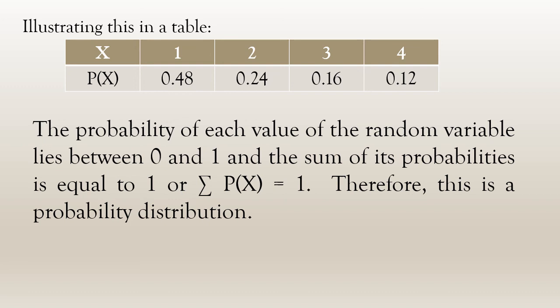Ang sum ng probabilities natin ay equal sa 1. So, kung i-add natin ang ating values na 0.48, 0.24, 0.16 at 0.12, ang magiging sum nito ay 1, which is pasok siya sa property number 2 na ang summation ng probabilities ay 1. Therefore, this is a probability distribution.